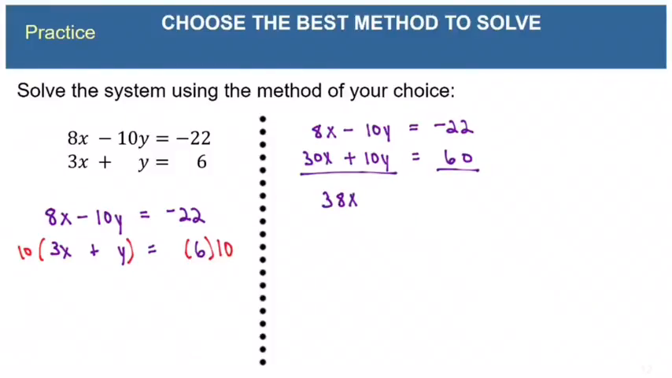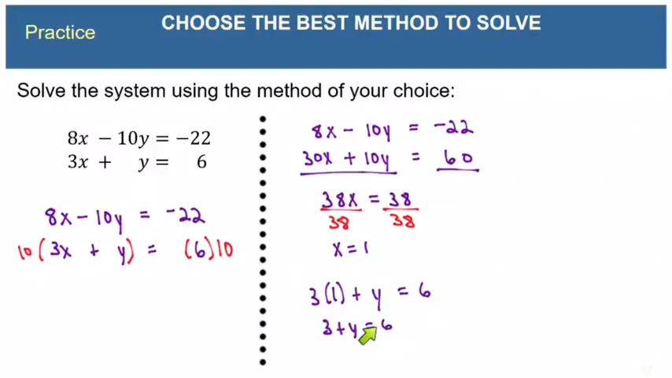You get 38x equals 38, and from there it's the same as the other method. Divide both sides by 38, x equals 1. Now take your 1 and substitute it back into either equation. I'm going to substitute it into the bottom equation so that I don't have a y coefficient to deal with. That gives me 3 times 1 plus y equals 6. That means 3 plus y equals 6. Now subtract 3 from both sides, and y equals 3. And we already had x equals 1, so our solution again is 1, 3.